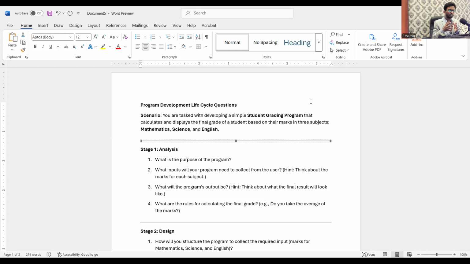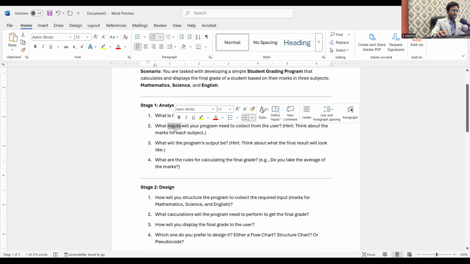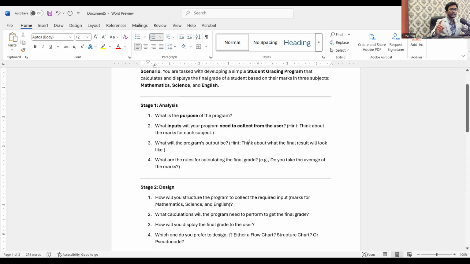So you need to create a student grading program that calculates and displays the final grade of a student based on their marks in these three subjects. The first area is analysis. What is the purpose of that program? You are going to write the purpose. What inputs will your program need to collect from the user? That means what values your software will collect so that it can calculate a student's grade, for example, marks or grades.